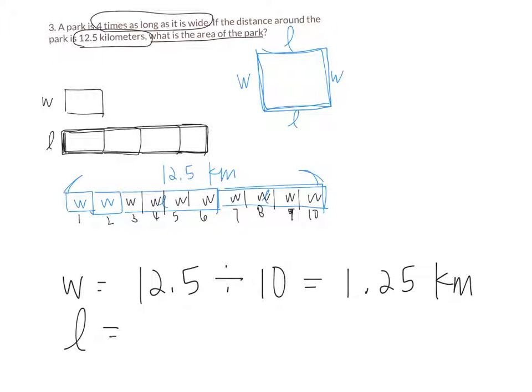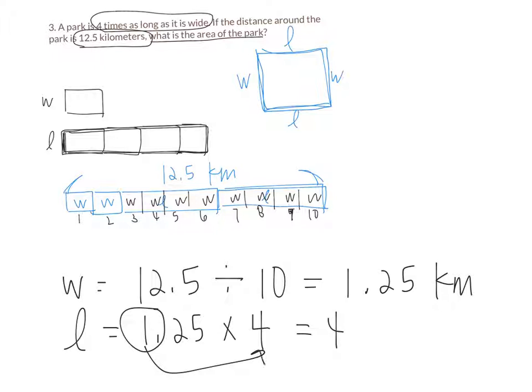So the length will be 1.25 times 4. Okay, we can write it in standard algorithm or we can break it up into parts. Can we do 1 times 4? What is 1 times 4? Okay, so first we did 1 times 4. And now we're going to do 0.25 times 4. 0.25 is the value of a quarter. If I have 4 quarters, how much do I have? $1. So what's 0.25 times 4? 1. So 1.25 times 4 is the same as 4 plus 1, which is?